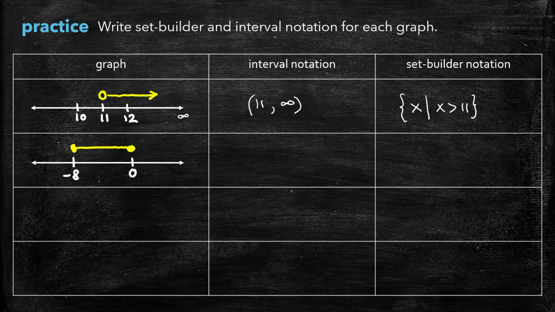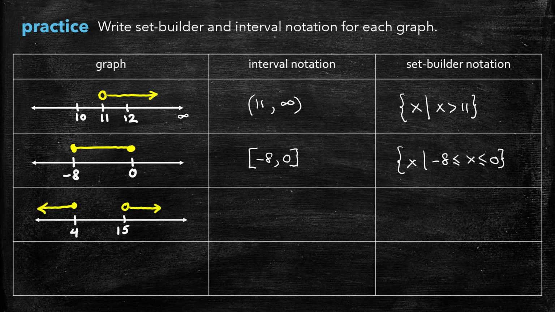All right, let's look at this. So x goes from negative 8 up to 0. It's allowed to be negative 8, so we'll have a bracket, and it's allowed to be 0, so another bracket. So in set builder notation, we literally write the inequality for that yellow graph. So negative 8 is less than or equal to x is less than or equal to 0.